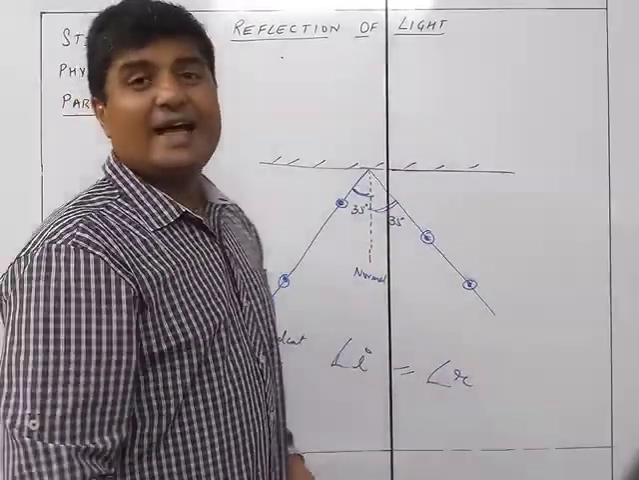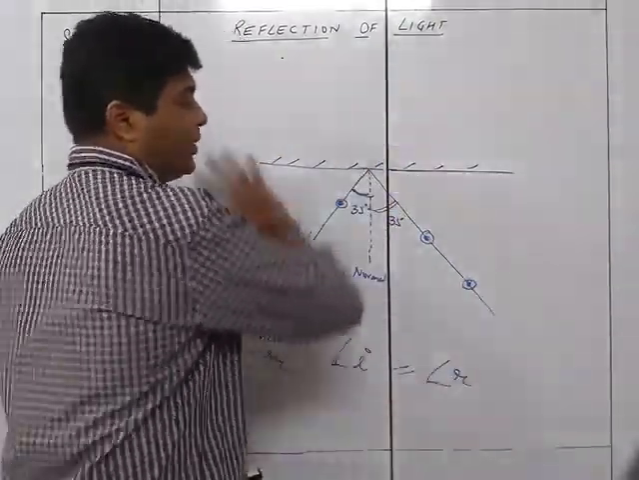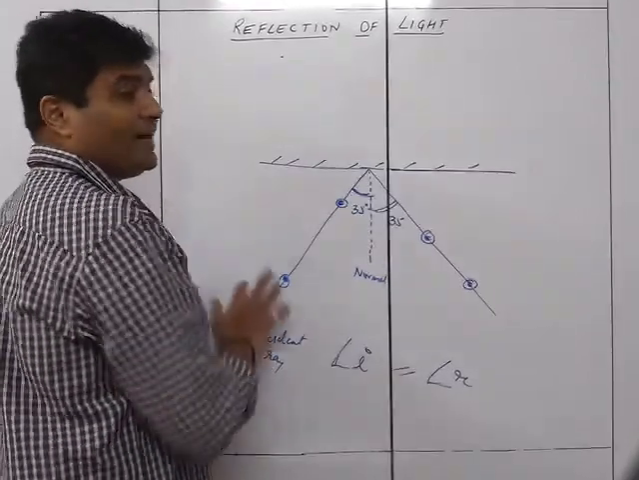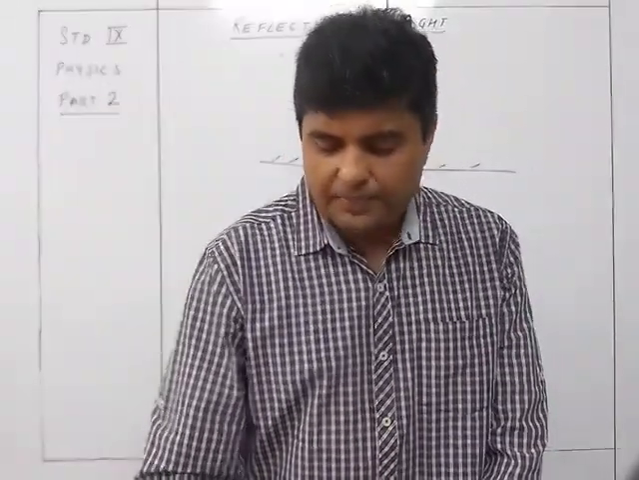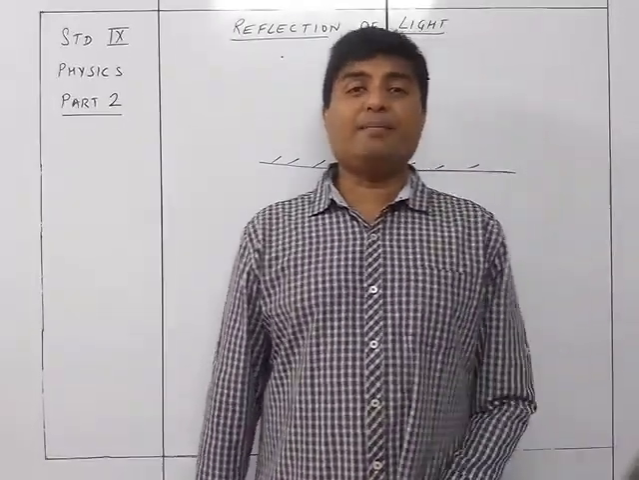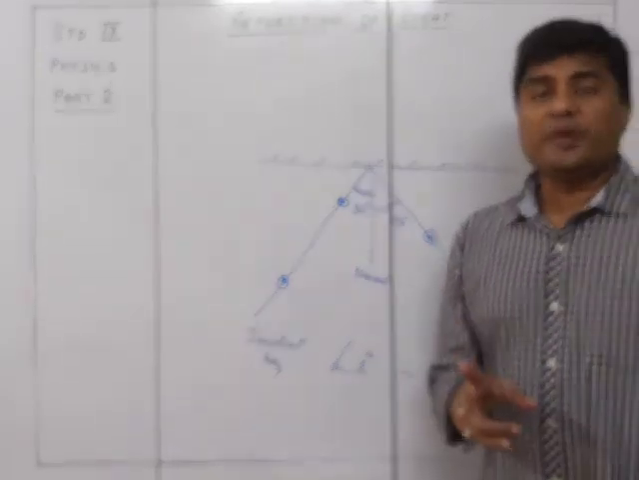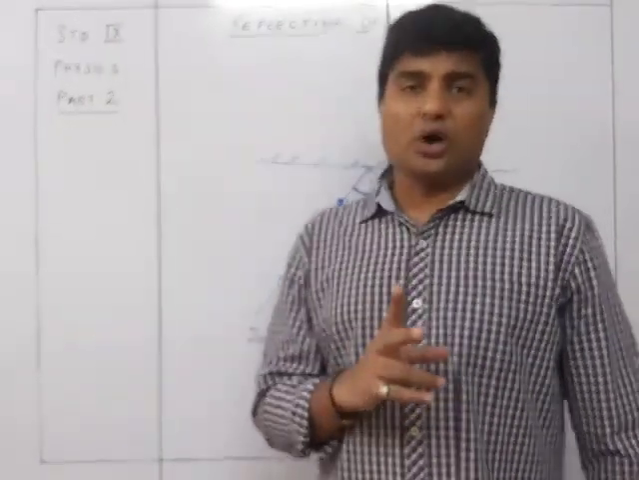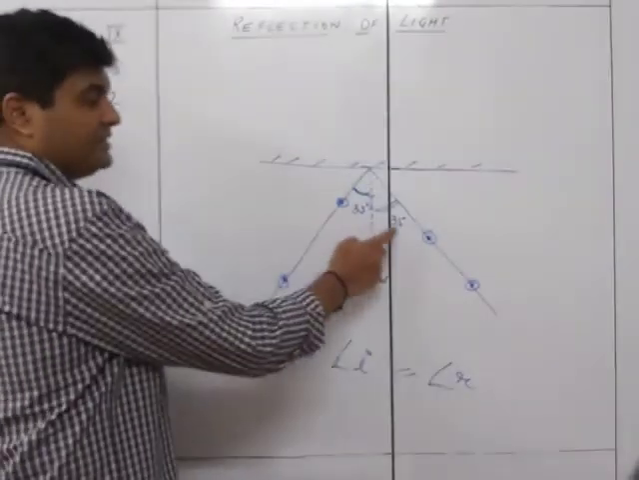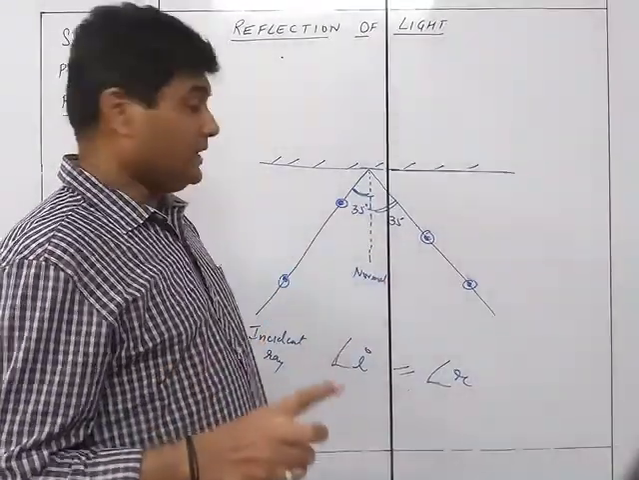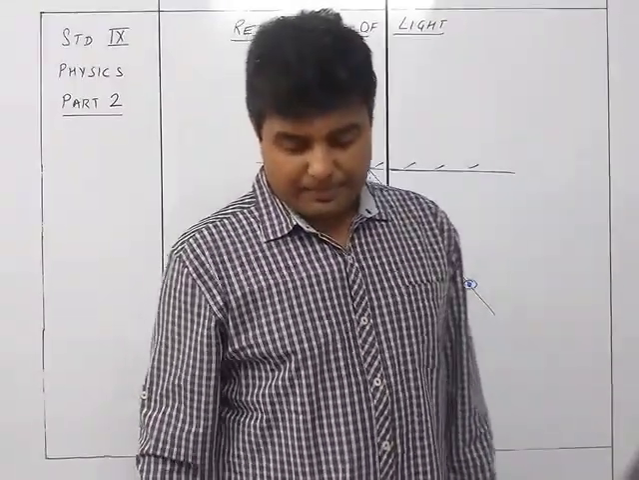Now, since I am able to draw the incident ray, normal and the reflected ray on the same page, the second law, which is that the incident ray, reflected ray and the normal all lie in the same plane, is also holding true. So this gives me the experimental verification of both the laws of reflection: the first is angle of incidence equal to angle of reflection, and second is the incident ray, normal and the reflected ray all lie on the same plane.